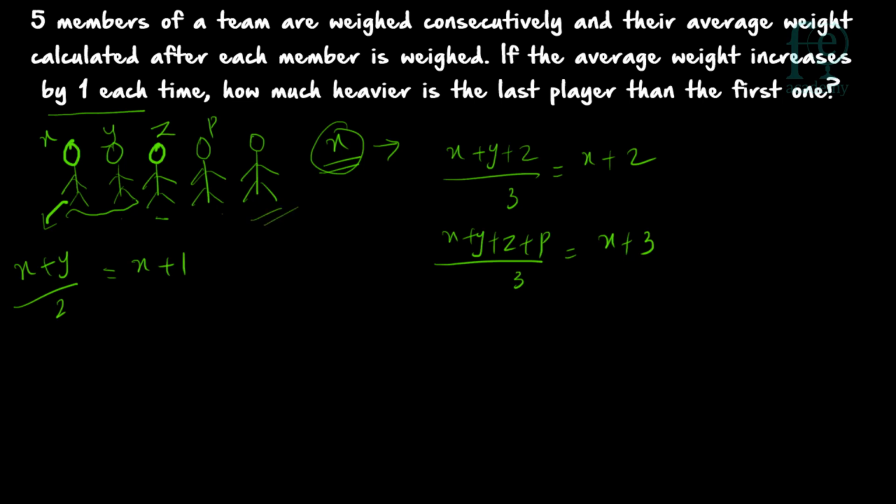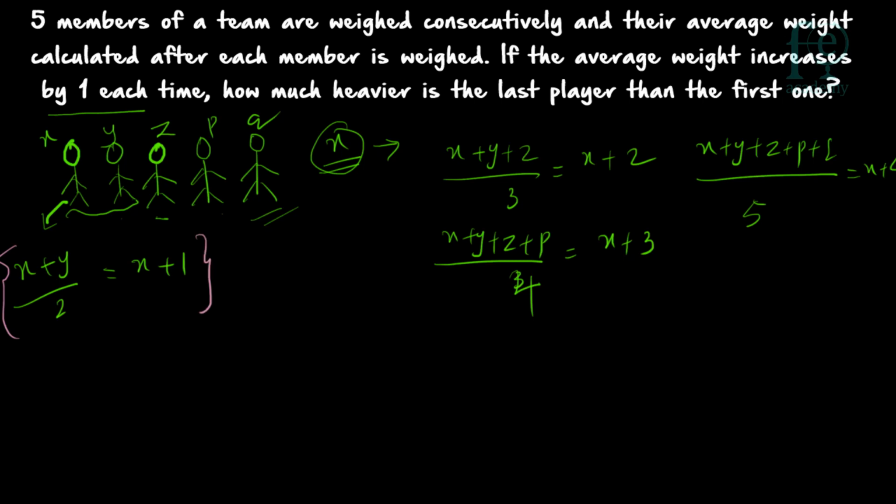And also in the case of the 5th member, same way. If this is Q, X plus Y plus Z plus P plus Q divided by 5 will be equal to X plus 4. So this way the average will be increasing by 1 every time. As soon as a new member is added, the weight of the new member is added to the weight of the previous ones, and the average taken, the average is increased by 1 each time. So you have to find out what is the difference between the weights of the first player and the last player. Okay, so this is the formula. If you solve this formula, we will be getting an idea.